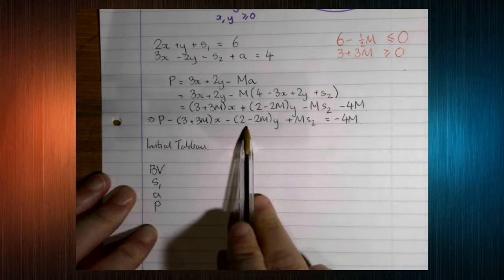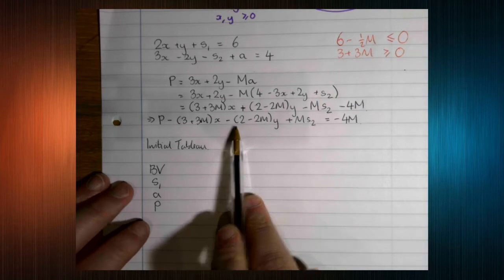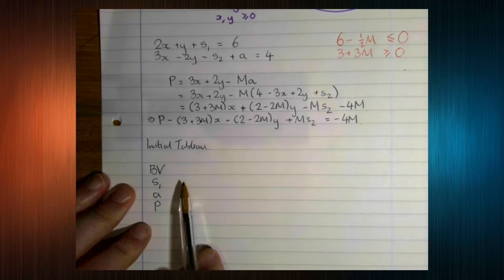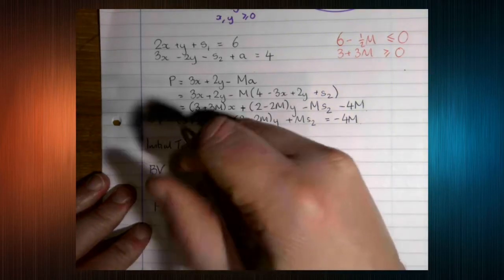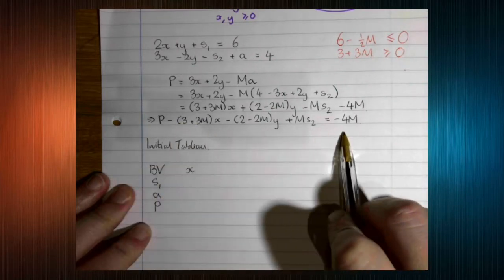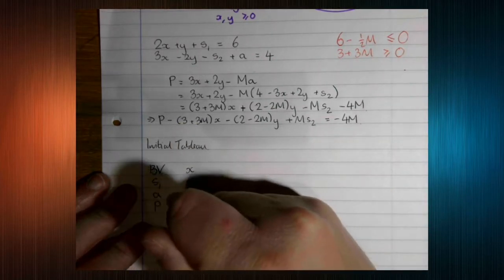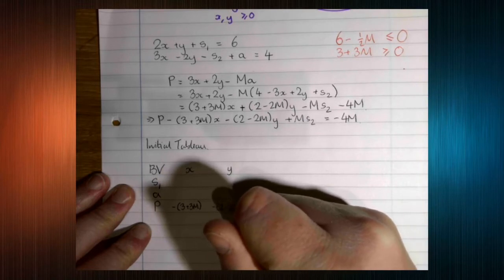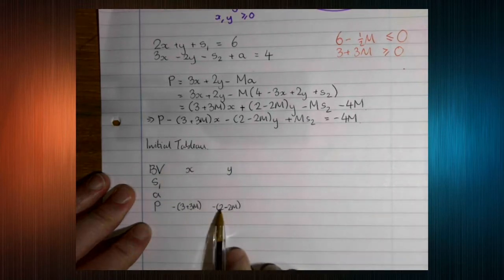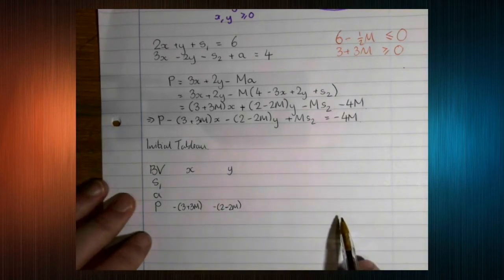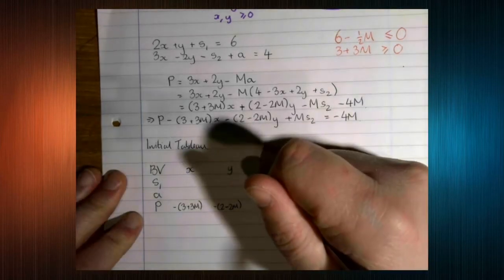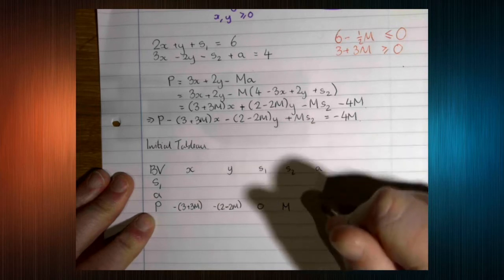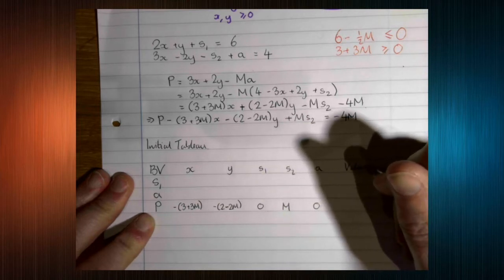We've got a lot of variables, and notice how these are brackets, so make sure you space out and lay out your working appropriately, just so you've got some space. I'm going to do the objective row first, just so I can make sure I've got my spacing right. So we've got x: minus (3 plus 3M), y: minus (2 minus 2M). Now, obviously you could write that as 2M minus 2, I don't know why, just don't. S1, we don't have any. S2, we've got M. A, we don't have any. And then value, we've got minus 4M here.